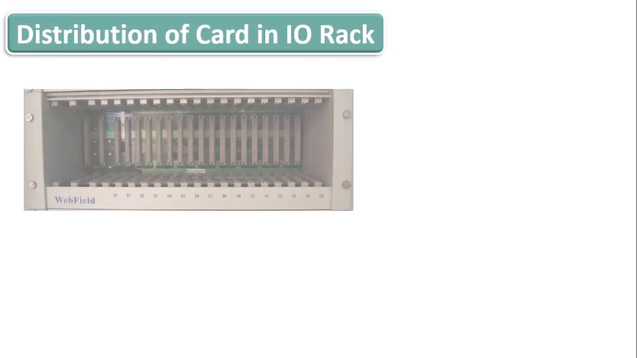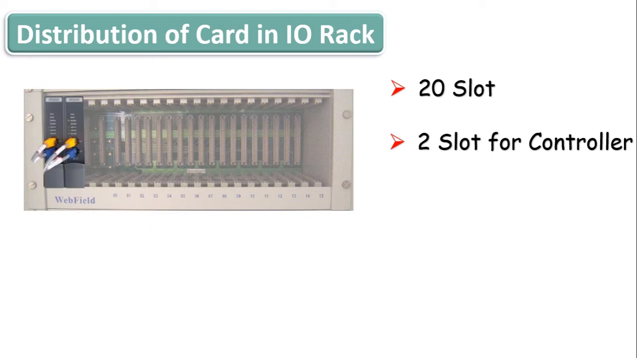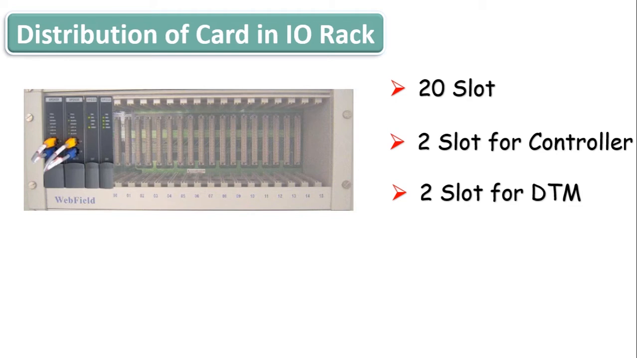Now we see the detailed distribution of the cards in the IO rack or IO cage. As you are seeing in the picture, this is the empty IO cage and it contains 20 slots or railings for placing cards. After the railing there are Euro standard IO sockets which are fixed on the motherboard. The first two slots of the IO cage are for the controller. The next two slots are for the data transmission modules XP233.